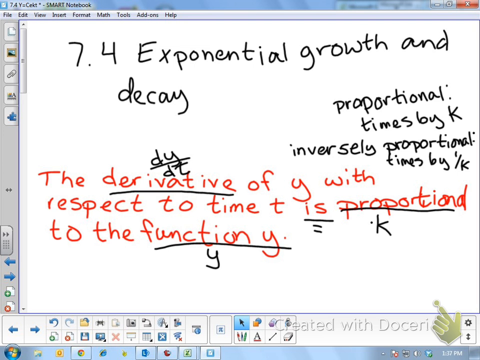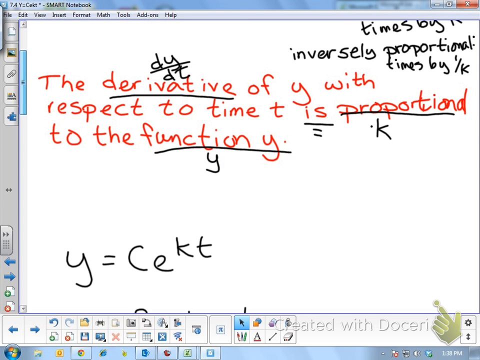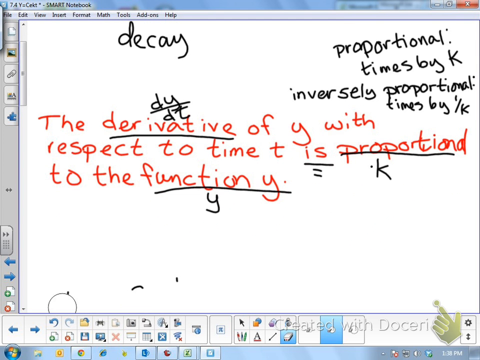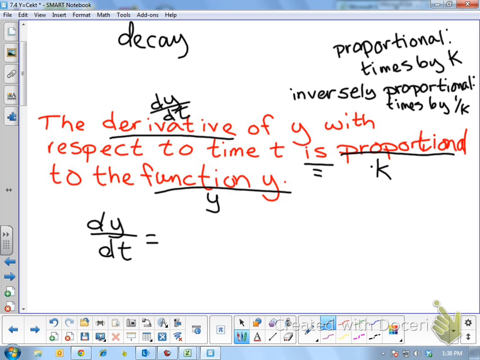So now I want you to take all those symbols and put them in the correct order for your math equation that we got from this sentence. What I saw everyone have: dy dt equals y times k.